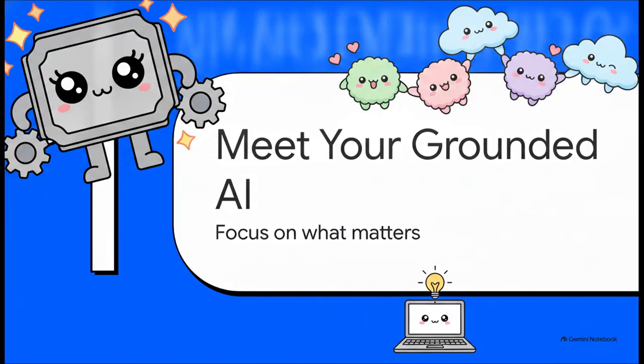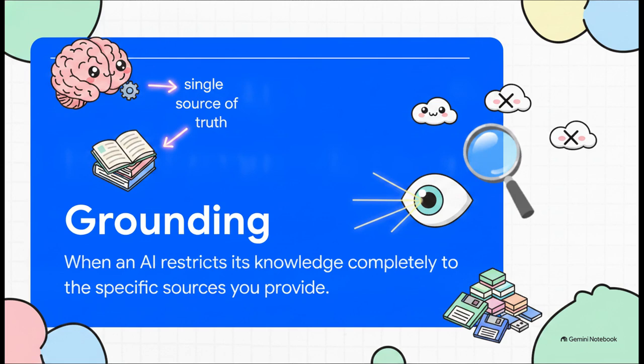All right, part 1, meet your grounded AI and learn how to focus on exactly what matters. Let's start with the actual engine powering this whole tool. The absolute crucial point you need to understand is that your notebook is grounded. That's really the defining buzzword for this entire platform. Basically, it means the AI is locked into a single source of truth based entirely on what you upload.